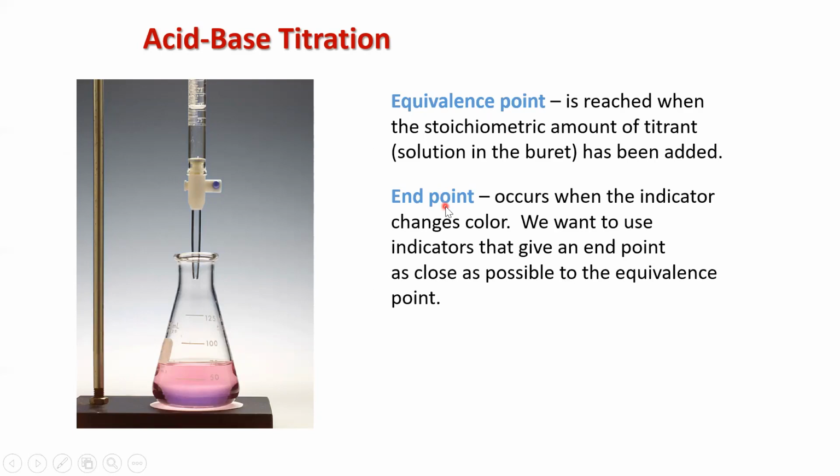The end point is something that we measure in lab with an indicator. And it's measured by a color change that the indicator goes through. And what we want is to have the end point, the color change, to be as close to the equivalence point, the stoichiometric equivalence point, as possible, so that this color change takes place when the moles of acid equal the moles of base. So let's look at titration curves.